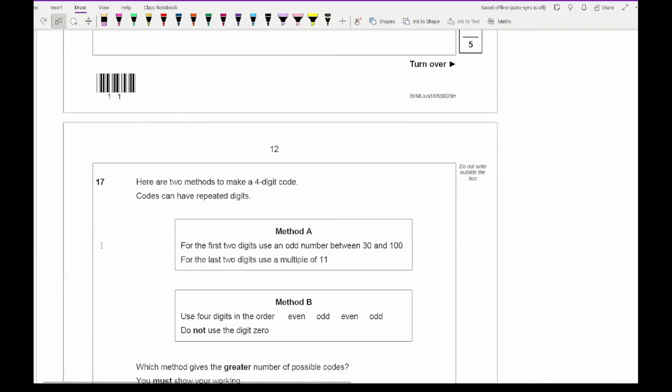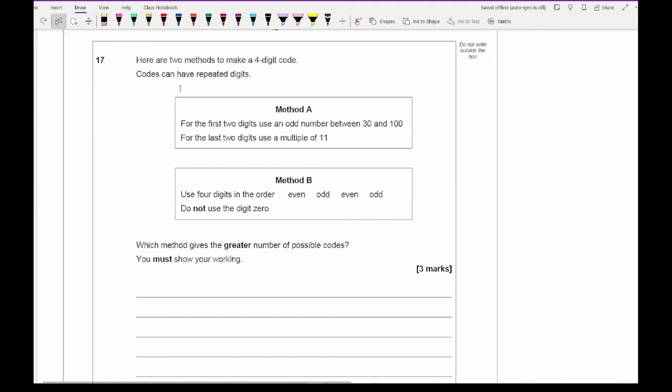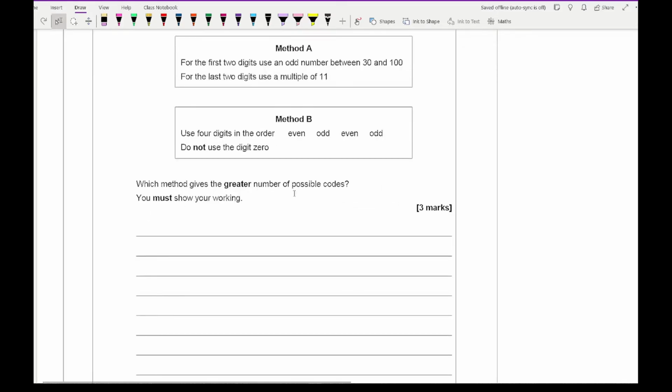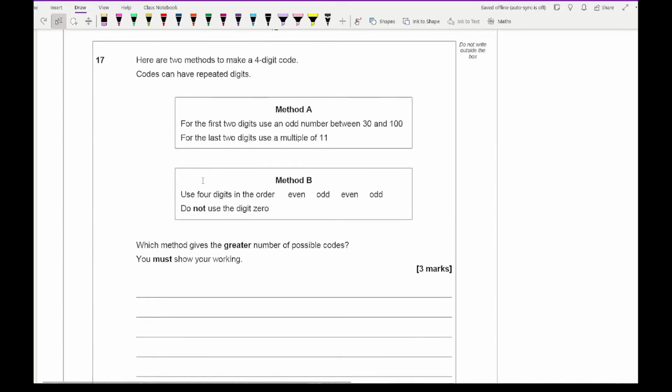Then moving on to question 17, it says here are 2 methods to make a 4-digit code. Codes can have repeated digits. For method A, for the first 2 digits, use an odd number between 30 and 100, and for the last 2 digits, use a multiple of 11. And then for method B, it says use 4 digits in order, where you've got an even number, then an odd number, then an even number, then an odd number, and you cannot use the digit 0. And the question then says which method gives the greater number of possible codes, and you must show your working.